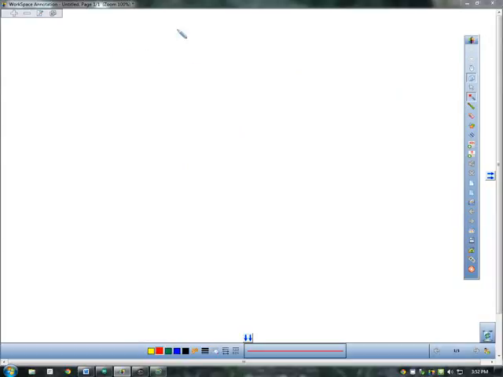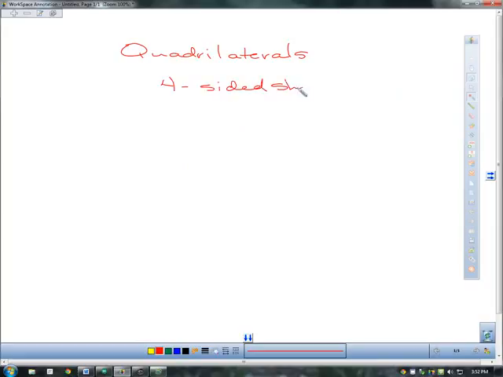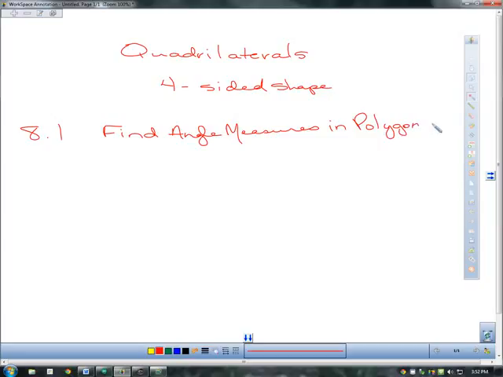We're going to start Chapter 8, which focuses on quadrilaterals, or any four-sided shape. And today, we're going to be talking about 8.1, which wants us to find angle measures in polygons.